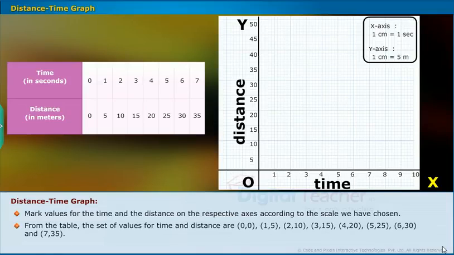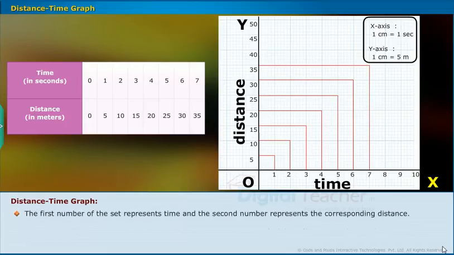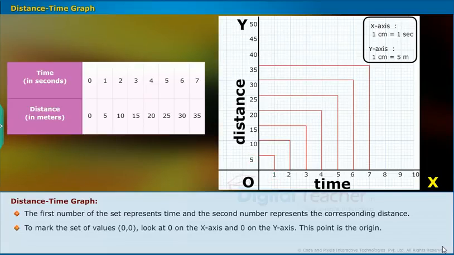From the table, the sets of values for time and distance are 0, 0; 1, 5; 2, 10; 3, 15; 4, 20; 5, 25; 6, 30; and 7, 35. The first number of the set represents time and the second number represents the corresponding distance. To mark the set of values 0, 0, look at 0 on the x-axis and 0 on the y-axis. This point is the origin.